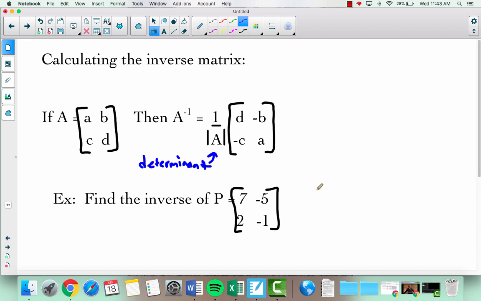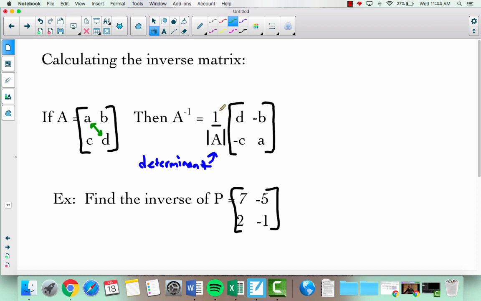Then the other thing that you're going to do is switch around some things from the original matrix. So notice that A and D switch places, okay? And then B and C change signs. So they don't move spots, but they just change signs. So if it was a positive, it becomes a negative. If it was a negative, it becomes a positive. So the main diagonal switches, and then the other diagonal changes signs.